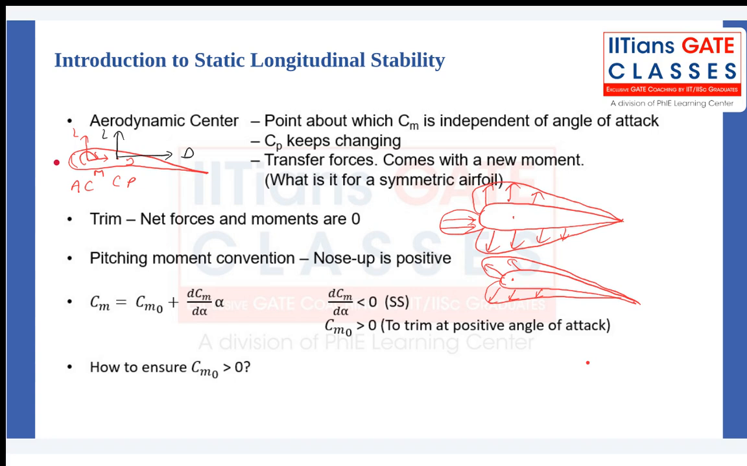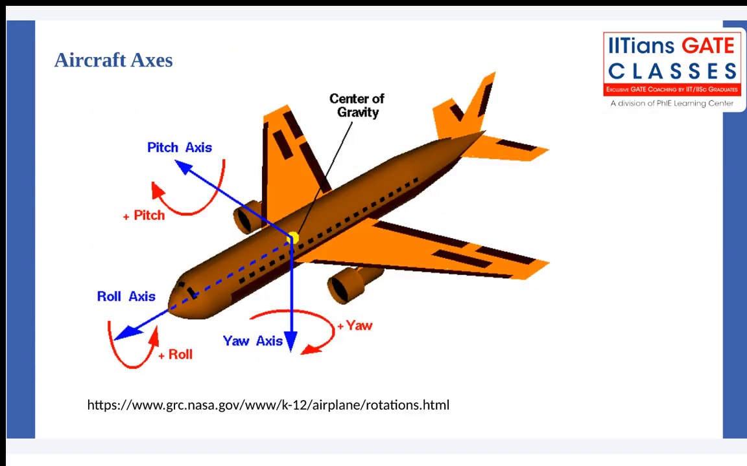Like somebody had mentioned initially, the only condition to analyze the static longitudinal stability of an aircraft is that your dCm upon d alpha, the slope of this line, must be negative. Why should it be negative? So I think we had drawn this, where was the fuselage reference line?